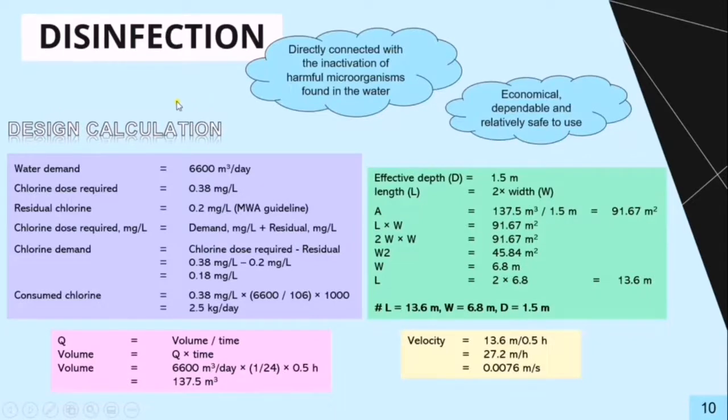Then we go for the disinfection design. The water demand is 6,600 meter cube per day, consumed with the chlorine, and the length is 13.6 meter, width is 6.8 meter, and the depth is 1.5 meter. It shows the disinfection tank is directly connected with the inactivation of harmful microorganisms found in the water. And this disinfection tank design is economical, dependable, and also relatively safe to use.